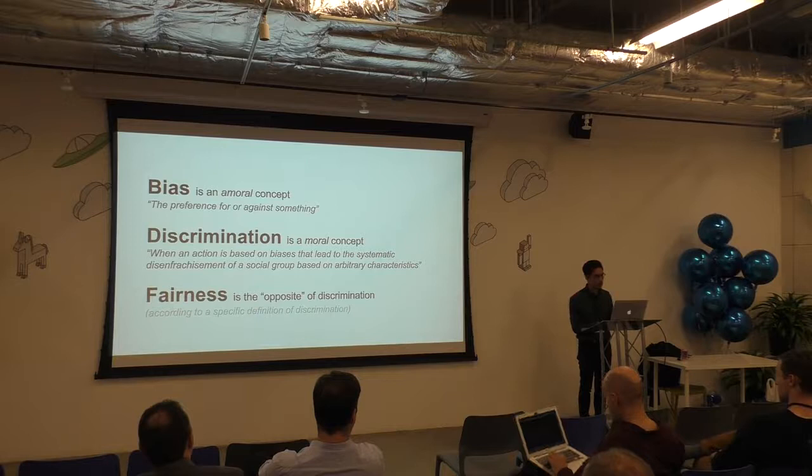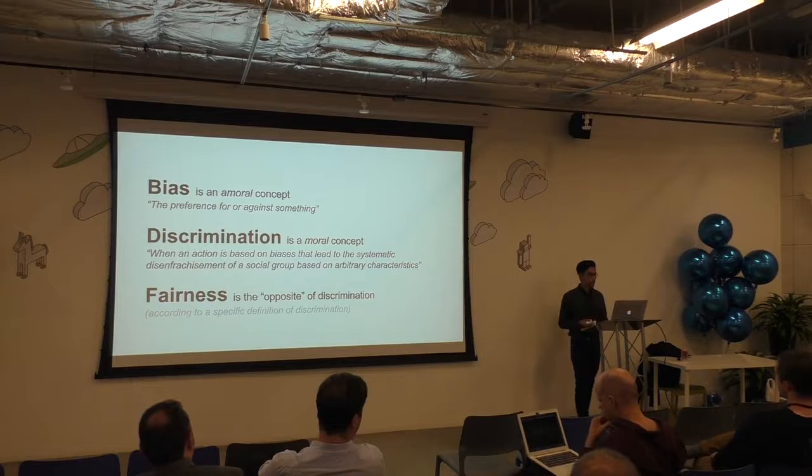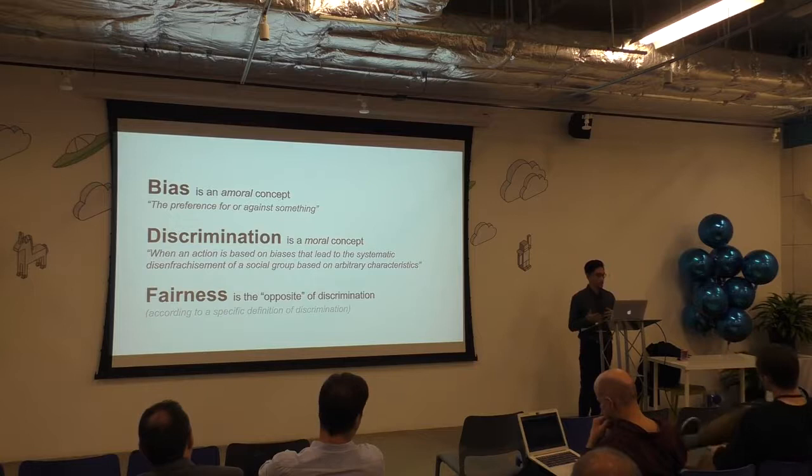So when data and a model favorably predicts with respect to some kind of target variable like approve a loan, deny a loan, or hire, no hire, discrimination in the machine learning context is when a particular social group experiences some kind of harmful outcome, like getting their loans denied more often than other social groups.